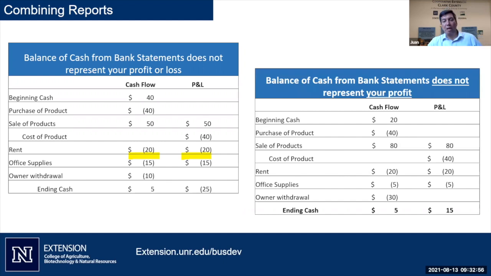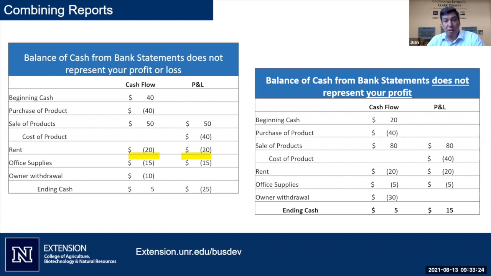So definitely a different story for that. Let's look at another example right here. Cash flow, 20 at the beginning. We bought some product. We sold some product. We paid rent, supplies. But you know what? We sold $80. So the owner decided, I'm going to take 30 out. We make a good profit. We're taking money out.